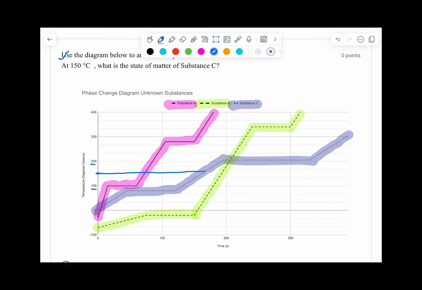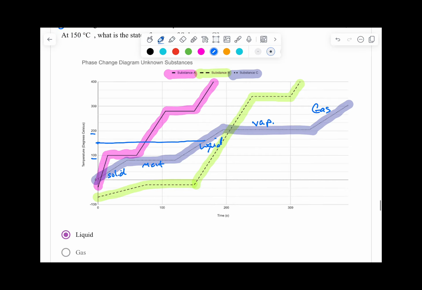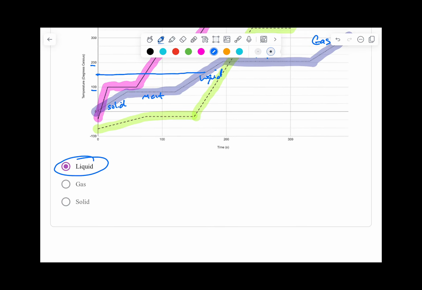And then remember, you guys, if this is melting and freezing right here, and this is vaporization right here, then we are looking at the gas phase up here, and we are looking at the solid phase down here. So this would be a liquid. And so that's what we would choose for this answer, liquid.